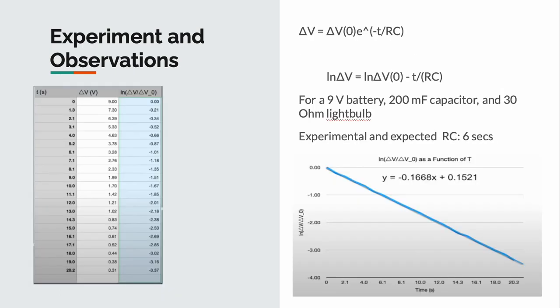In this next slide, a couple of readings across the capacitor were taken as a function of time using the equation above, and then eventually the natural log version shown below that one. This was linearized into the plot seen below. For a 9 volt battery, 200 millifarad capacitor, and 30 ohm light bulb, this is all calculated. Using the slope of this graph, an experimental RC value was found to be 6 seconds, which is the same as the expected one.